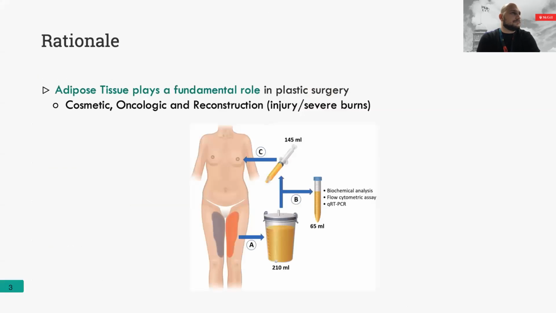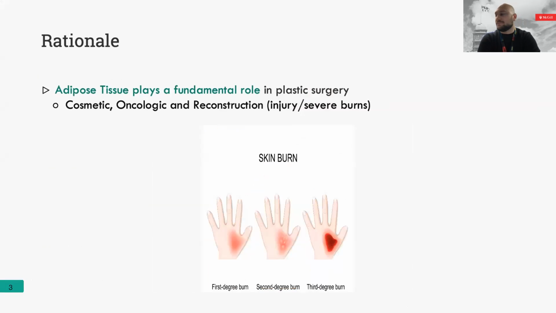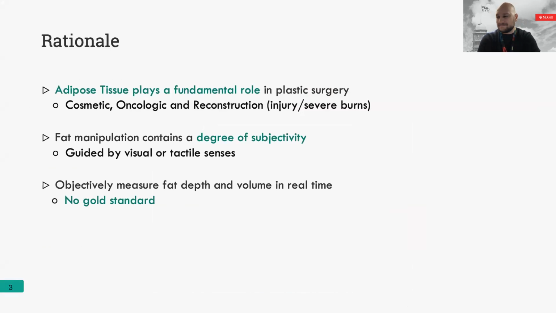So to begin, adipose tissue plays a fundamental role in plastic surgery, extending from fat extraction via liposuction as shown in the image below, or for the transfer of vascularized flaps for oncologic and reconstruction purposes, and even for burns following a traumatic injury. Procedures involving fat manipulation, such as liposuction, contain a degree of subjectivity mainly guided by the surgeon's visual or tactile perception of the underlying fat. This acquired sense dictates procedural behavior where complications commonly result in body contour irregularities and, in very rare cases, potentially lethal pulmonary thromboembolism due to inadvertent violation of the vasculature.